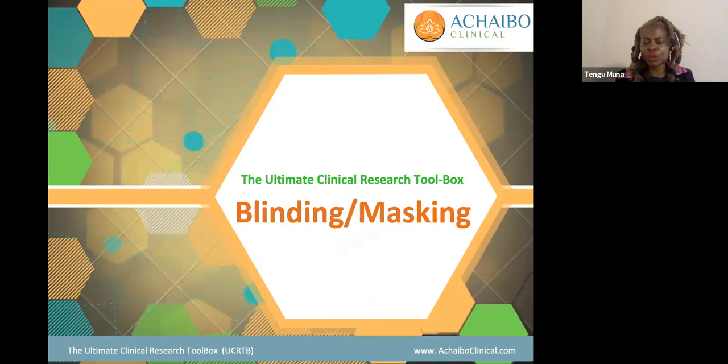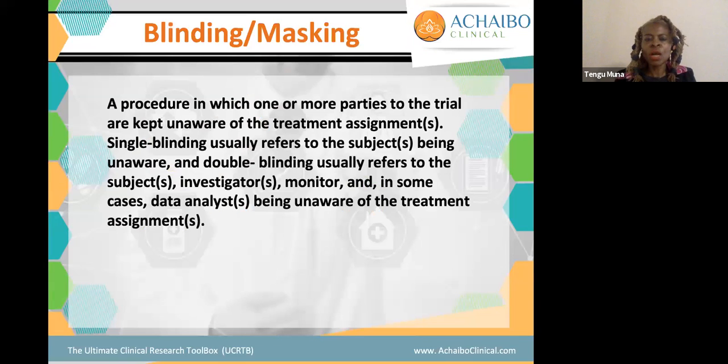Now we're going to dive into some of the terms in good clinical practices. The first one I want to talk about today is blinding and masking. So in a clinical trial, we ensure that, for various reasons... There are trials that we call open label trials, which just means that everyone in the clinical trial is aware of the treatment assignment.